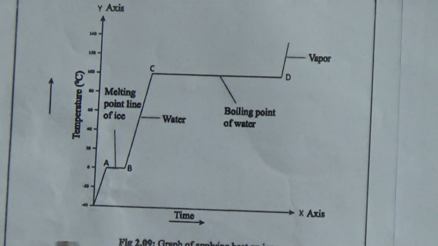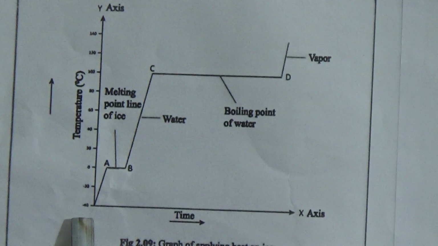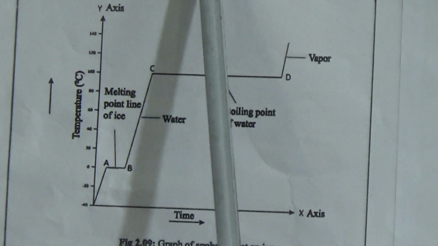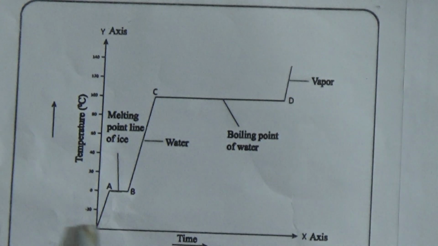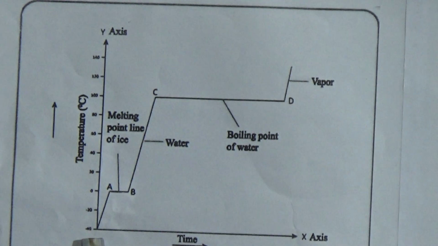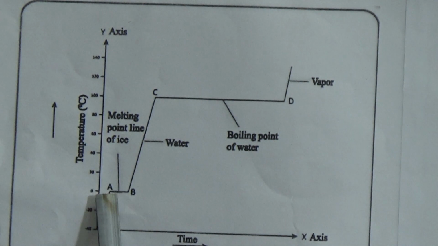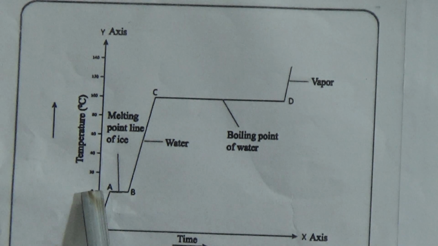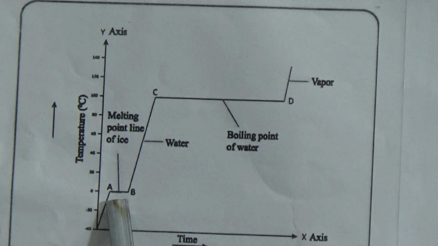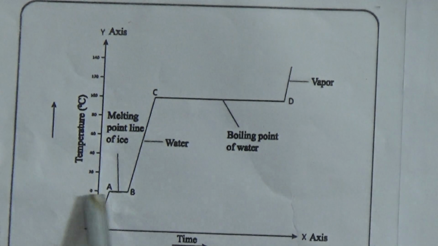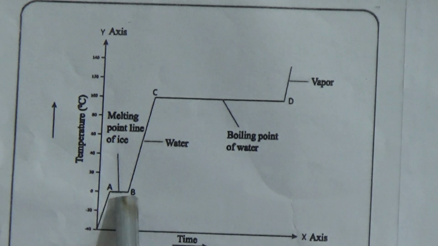So if we provide heat, at first we take ice at minus 40 degrees Celsius temperature. If we provide heat, the temperature of the ice gradually increases and goes up to 0 degrees Celsius. At 0 degrees Celsius that ice starts to melt, and for a certain period all the ice will melt. And at that time no temperature will increase. That's why you see a straight line here. It is the melting point in case of ice.